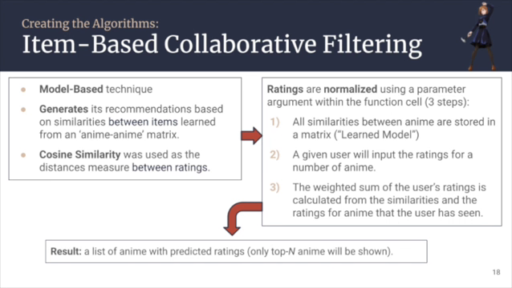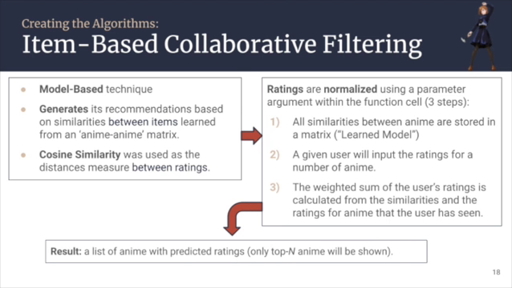Next, let's talk about item-based collaborative filtering. It is a model-based technique and generates its recommendations based on the similarities between items learned from an anime-anime matrix. We use the cosine similarity method to measure the distance between the ratings. The ratings are normalized using a parameter argument within the function call. This algorithm can be broken down into 3 steps. First, all similarities between anime are stored in a matrix. This is the learned model.